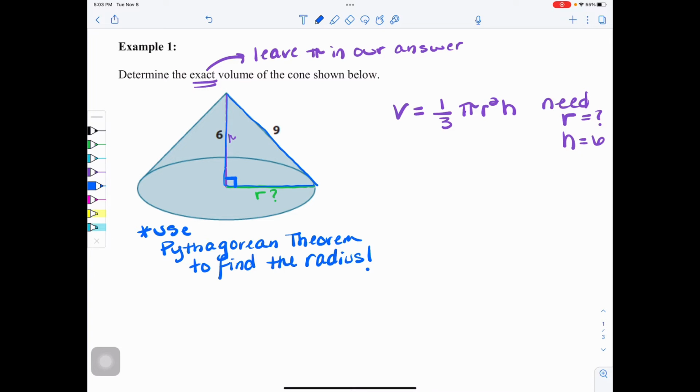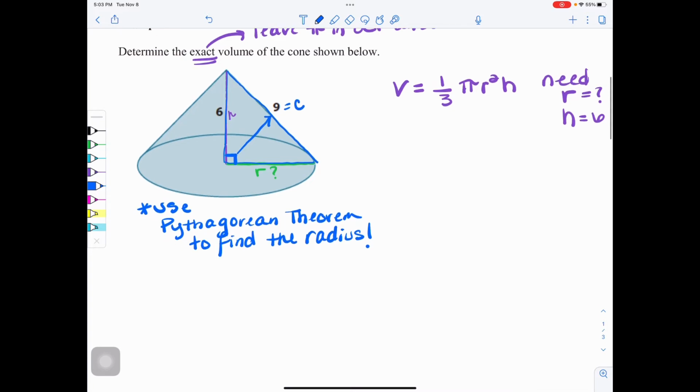Now in our picture, remember the longest side, the side across from the right angle, is your hypotenuse. So we know that 9 is c. The height is also a leg, so that's one of our legs, and the radius is our other leg. So in the formula, a squared plus b squared equals c squared of Pythagorean theorem, we know one of the legs is 6. We do not know the other leg, but we know it's going to be our radius. So I'm going to actually switch that to be r squared instead of b. And we know our hypotenuse is 9. So 6 squared is 36.